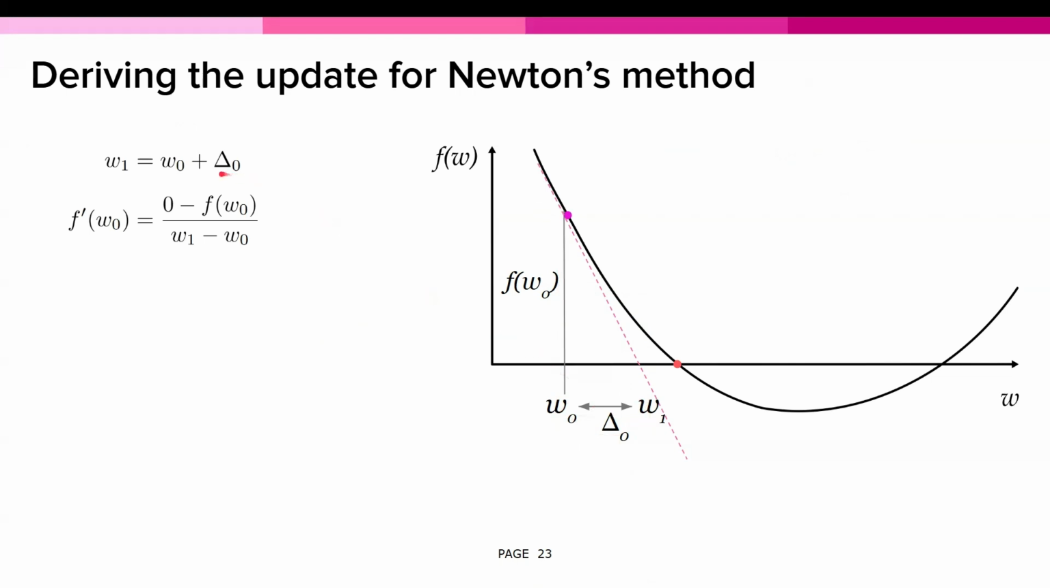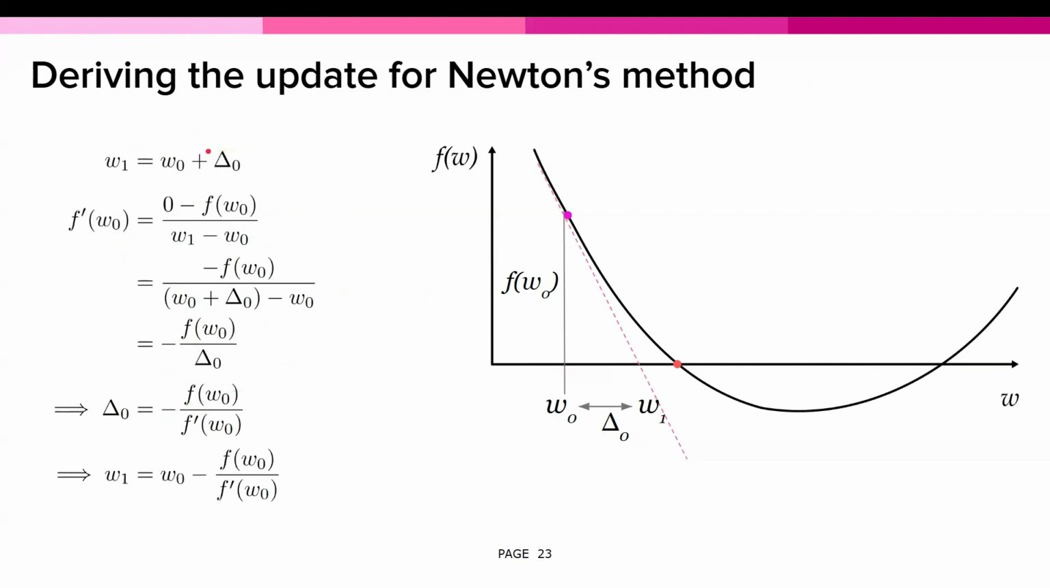So we can calculate the slope here, and then we can substitute this into our equation that we had first. So rearrange and solve for delta, and then plug this back into the first equation that we had. And so this gives us the update to get to W1, but this generalizes to give us the parameter vector at time step t plus 1, given the parameter vector at time step t.